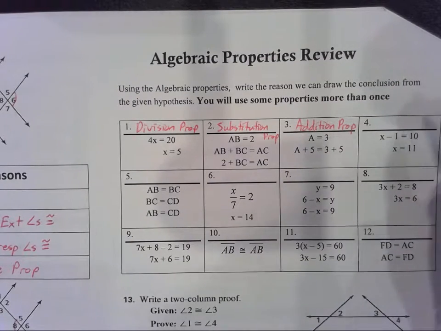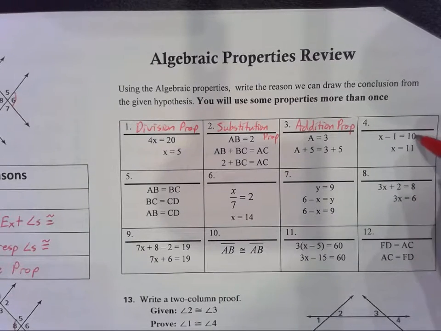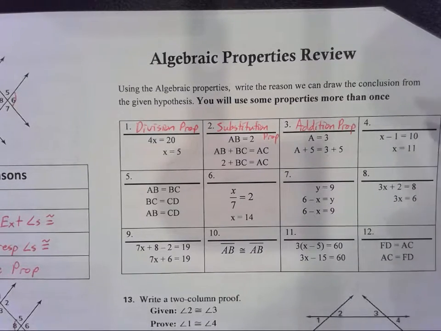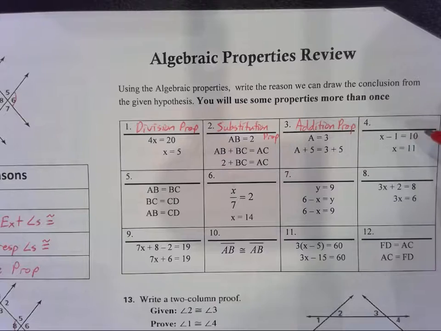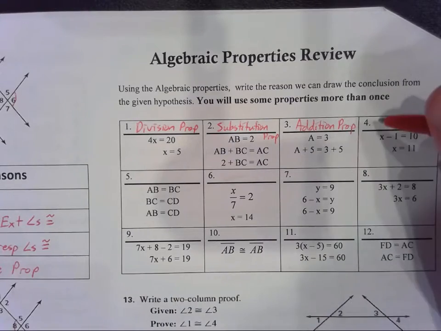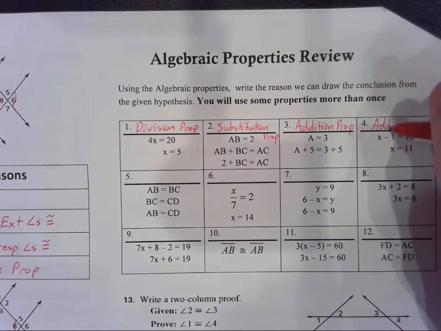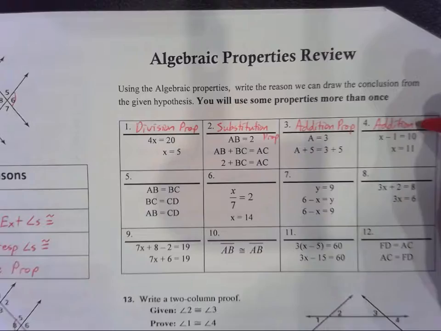Number 4, x minus 1 equals 10. What happens to get to x equals 11? The minus 1 goes away, so how do you make that happen? Add 1 to that side, and so you'd have to add 1 to the other side to make 10 plus 1 equal to 11. Again, we're adding the same thing to both sides, addition property.